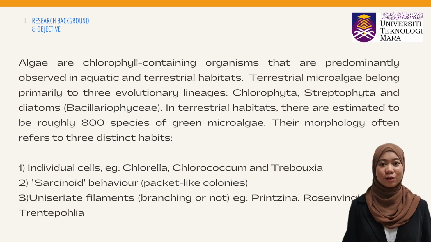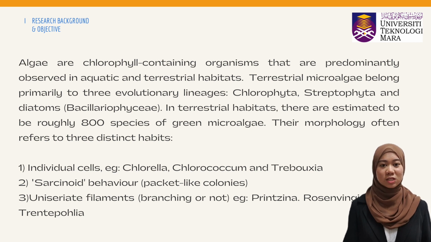Algae are chlorophyll-containing organisms that mostly can be found in aquatic habitats such as marine and freshwater bodies. They also can be found in terrestrial habitats. Terrestrial microalgae belong to three different evolutionary lineages, which are Chlorophyta, often called green algae, Streptophyta, and diatoms, known as Bacillariophyceae. Currently, there are 800 species known in the world.